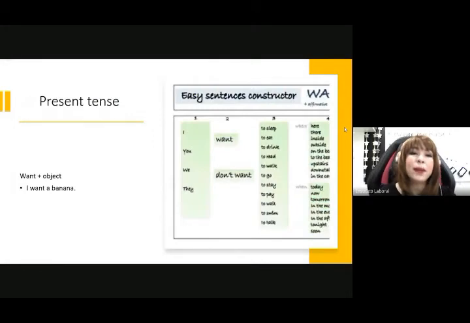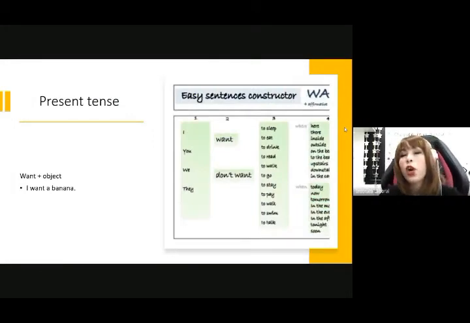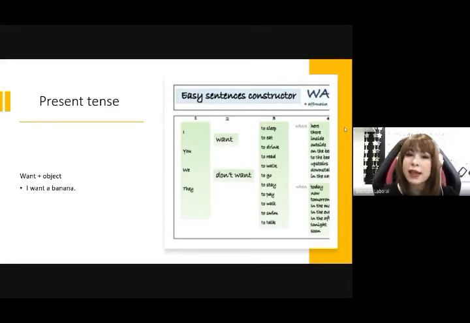Our next topic continues talking about present tense, but with the word want. Want is a verb that is very used in English. I want, I want, I want. We use want to express desire. For example, I am hungry, I want a banana. I want to sleep. I want to eat.